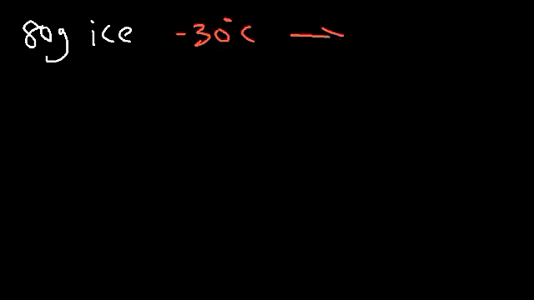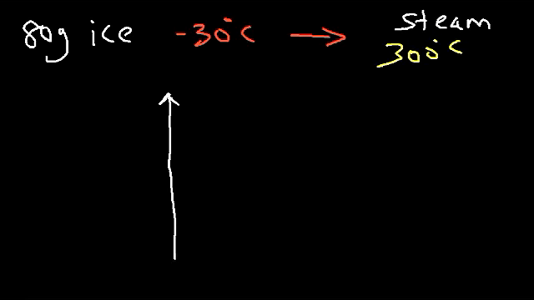Now, what if you want to calculate the amount of heat energy that's required to heat up 80 grams of ice from negative 30 degrees Celsius to steam at 300 degrees Celsius? What do you need to do? Well, let's draw the heating curve for water.